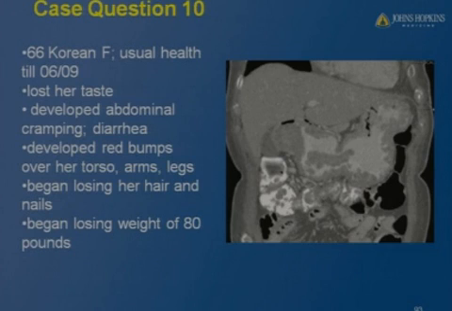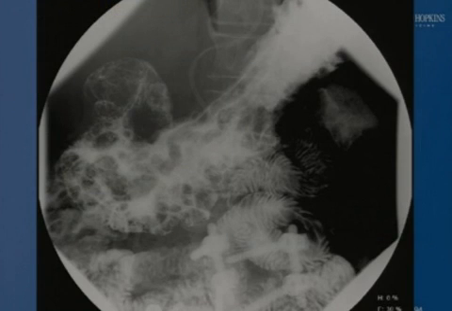What about this patient within the spectrum of gastric cancers? A 66-year-old Korean female, in usual health till 2009. She started losing her taste, developed abdominal cramping, diarrhea up to 20 a day, developed red bumps over her torso, arms and legs. She began losing her hair and nails and lost 80 pounds. These are the upper GI images.